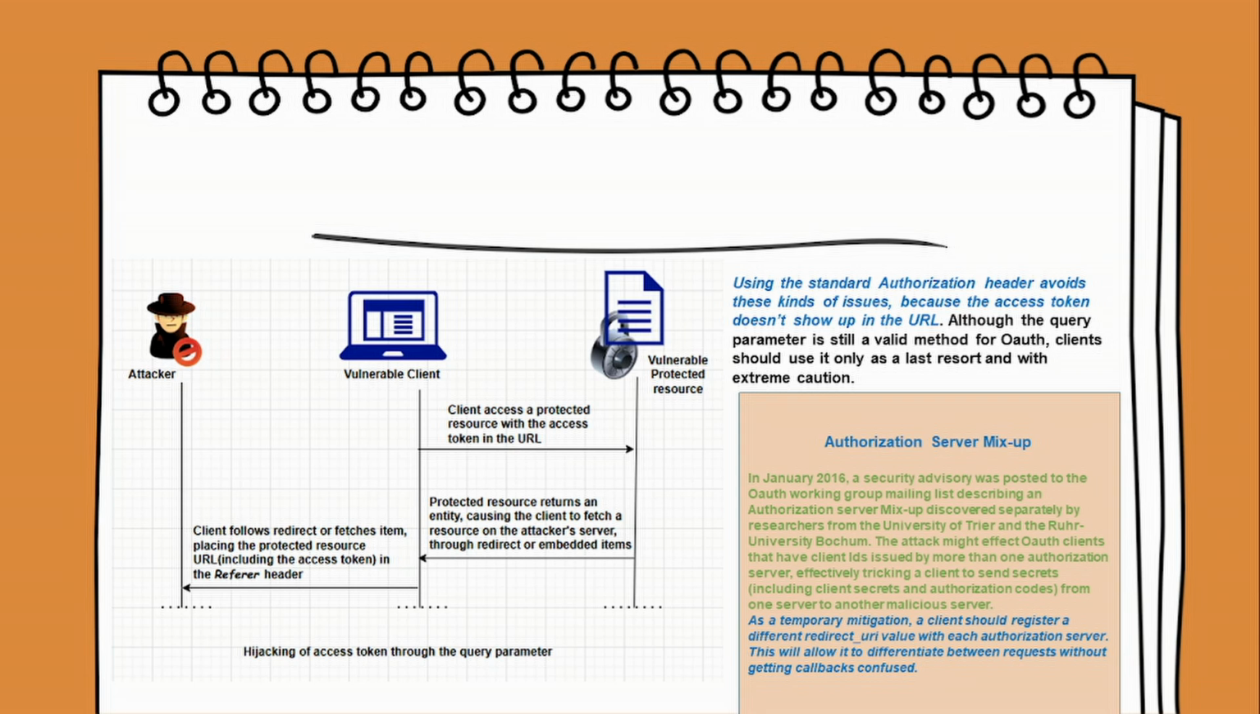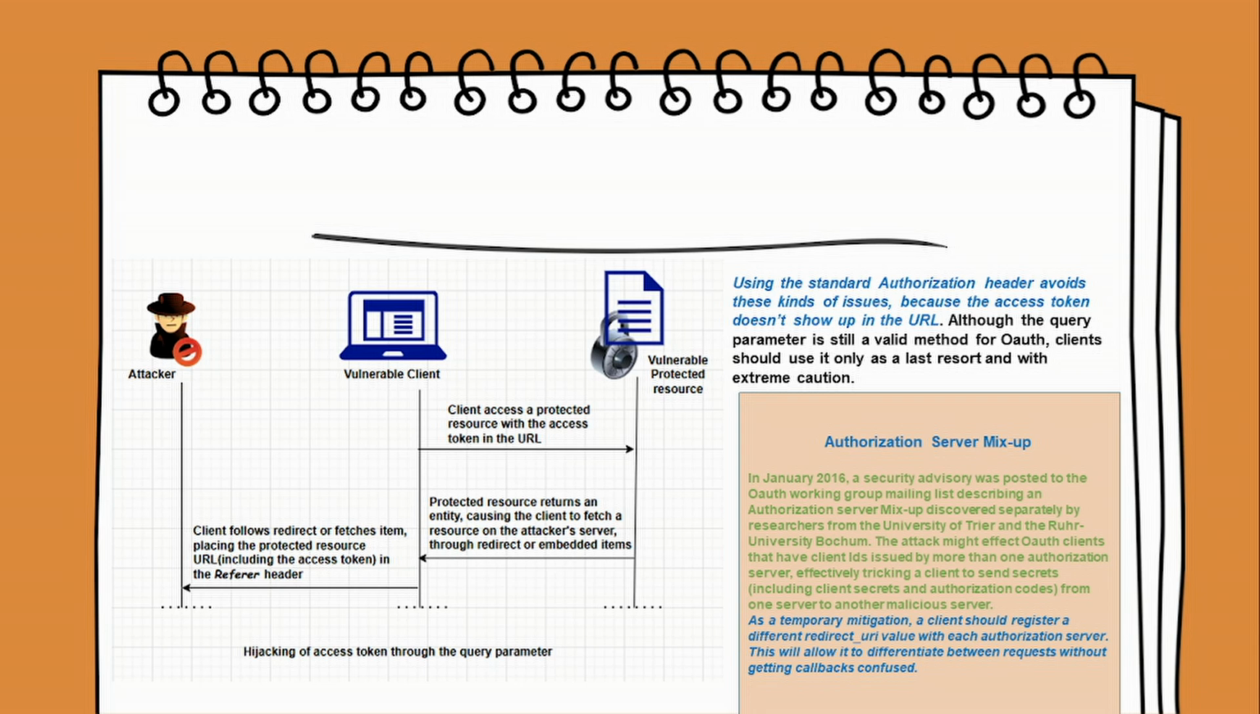So as a temporary mitigation, what can we do in this case? The client should register a different redirect URI value with each authorization server. This will allow you to differentiate between requests without getting callbacks confused. So in this case, what happens? You have registration of the client at two different authorization servers. So it gets mixed up, and then it shares information from one to another, and that just causes a malicious issue.